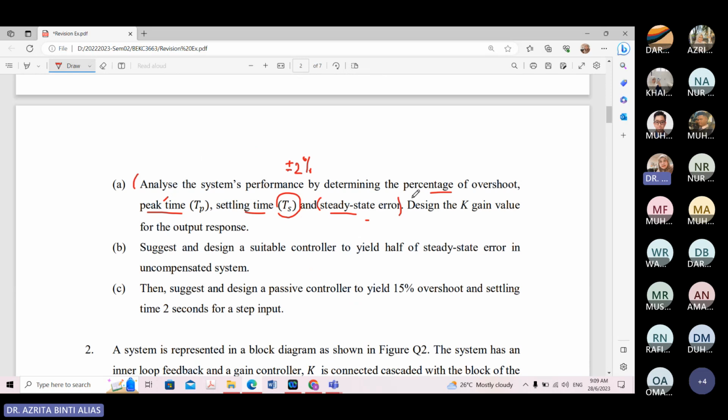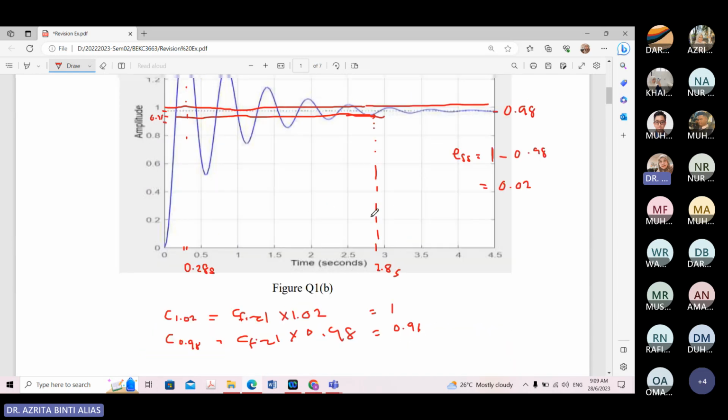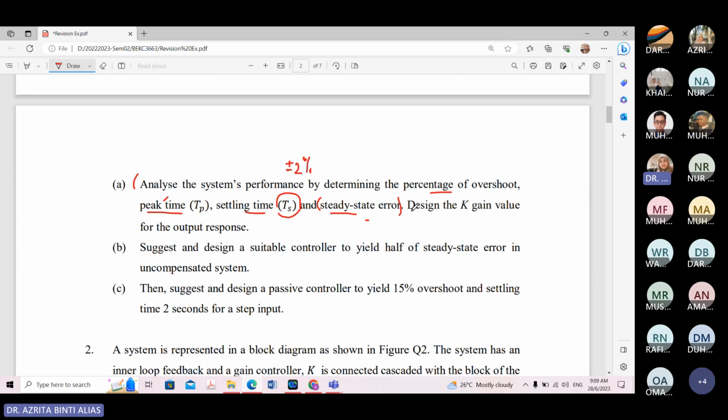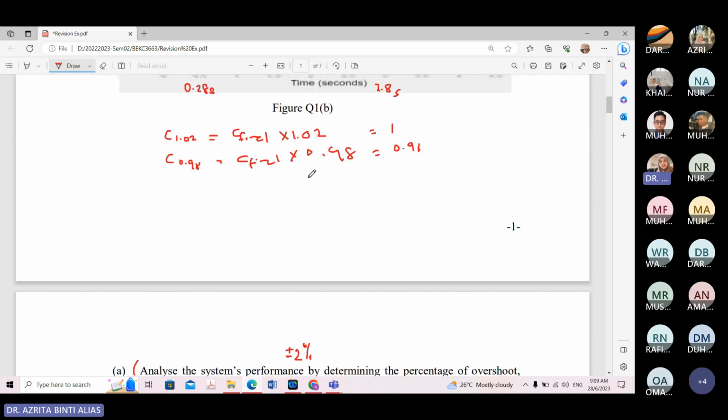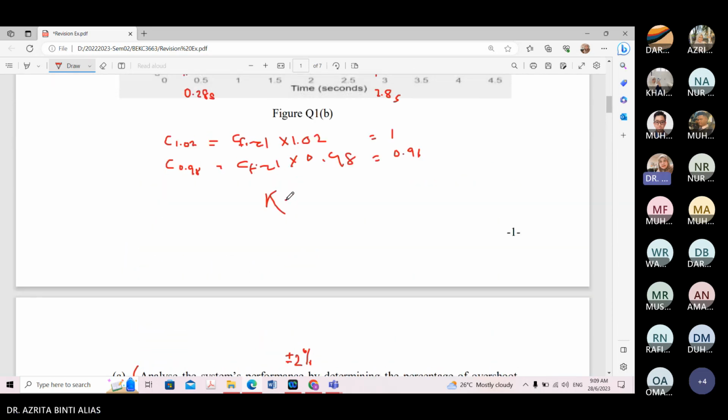Okay, so we already analyzed the system performance by figure Q1B. So the next question, we need to design the K gain value for the output response. Remember, if I'm talking about the K value, you always start with the formula. K is equal to 1 over the magnitude of G H, and we replace S with ST.